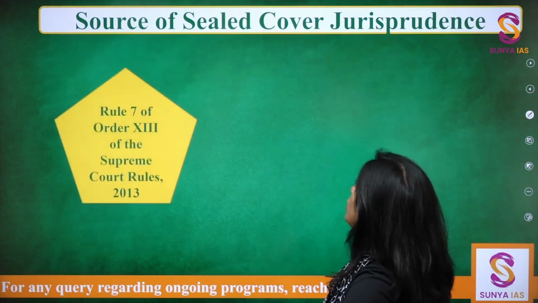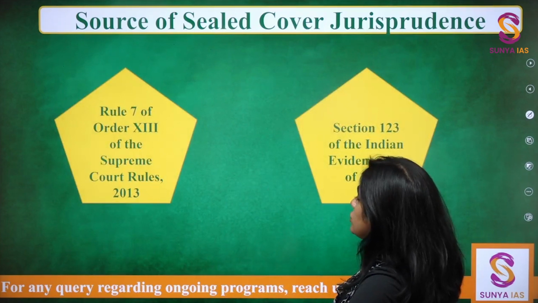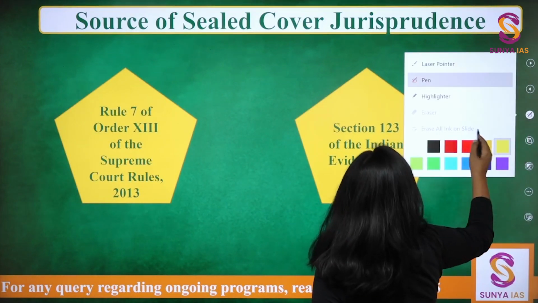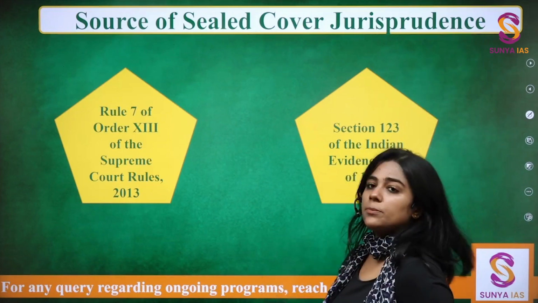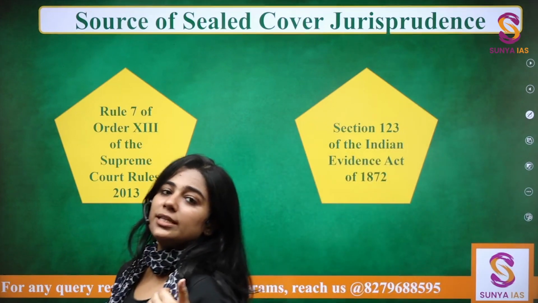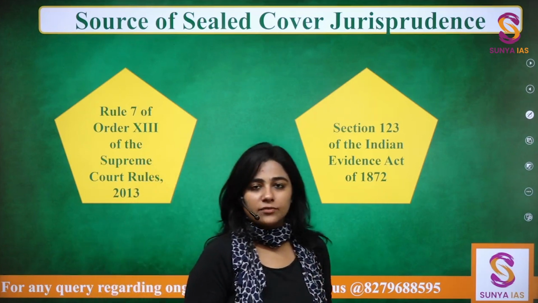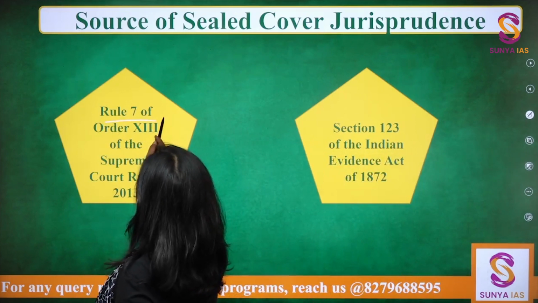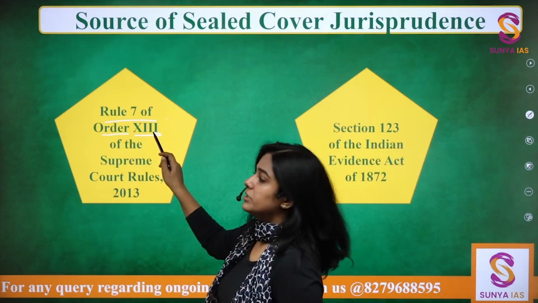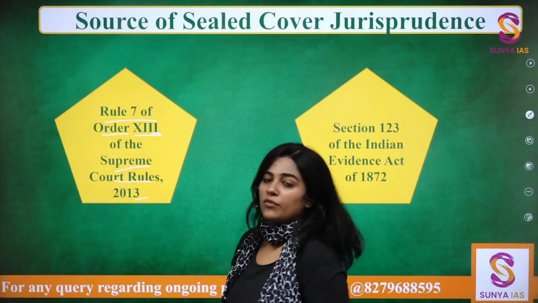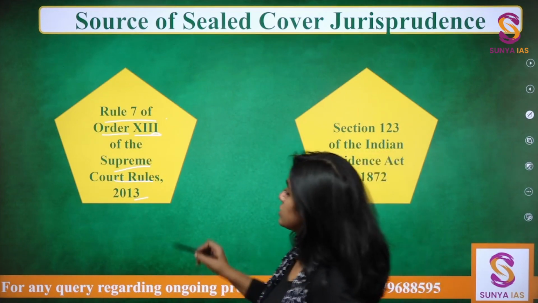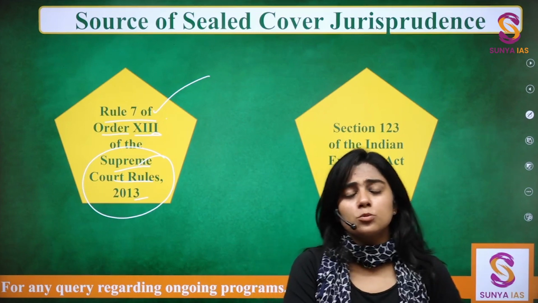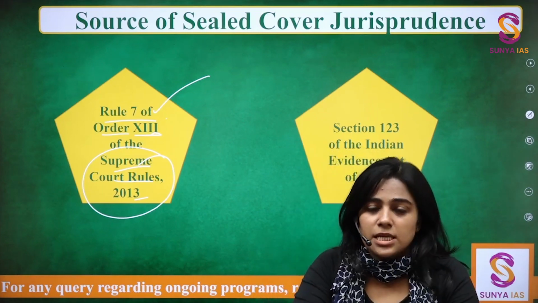Okay. So let's talk about where the Supreme Court gets the power from, and where the government of India gets the power from to engage in these kinds of secretive activities to which people do not have any access. So there is rule 7 of order 13 of the Supreme Court rules. When you write it in the examination, you just write Supreme Court rules, rule 7. No need to write so much because you don't have that much space in your answer sheet.